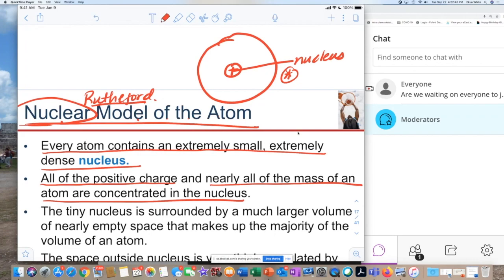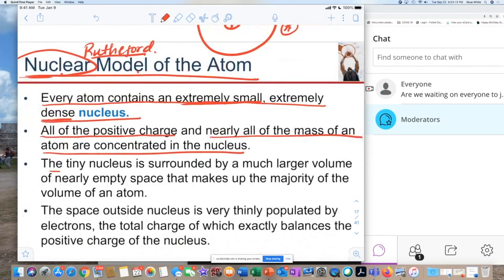So much so that as I passed those beams through the atoms, the beams which were moving very fast, and by the way, those beams are heavy. They're atoms, but they're heavy. As they were going to the core of the atoms, they were being hit hard and deflected. So he's saying, yeah, it's small, but it's also very dense. And then he's saying the tiny nucleus is surrounded by a much larger volume of nearly empty space that makes up the majority of the volume of the atom. He's saying even though the nucleus is in the middle, the majority of the atom is technically empty space.